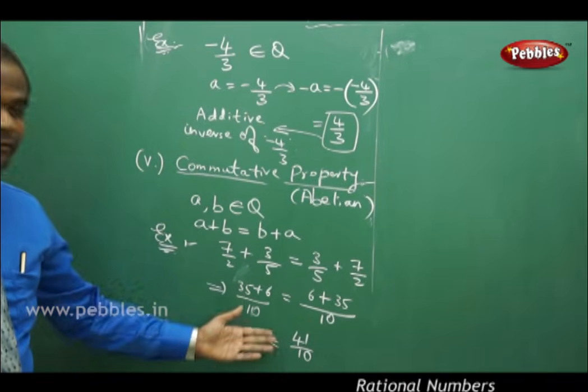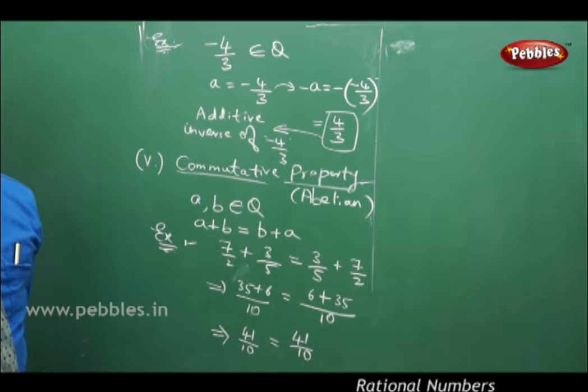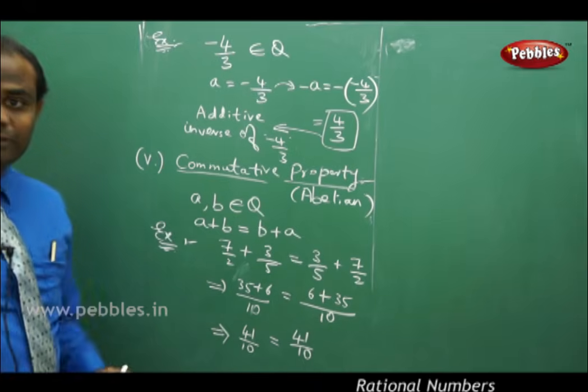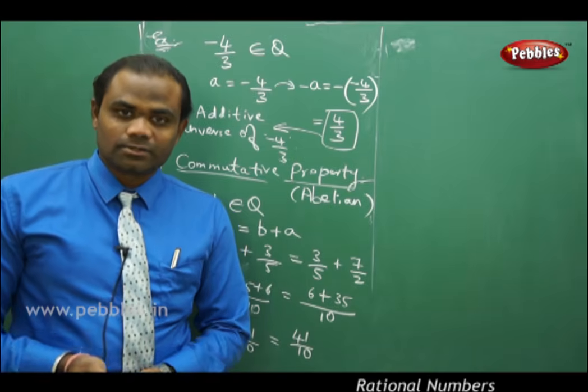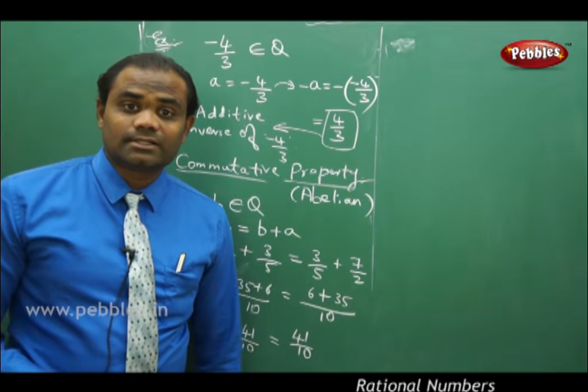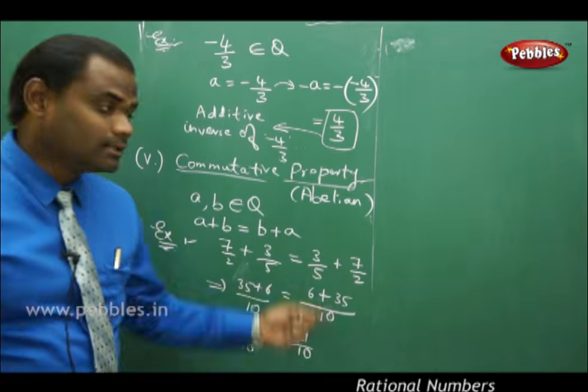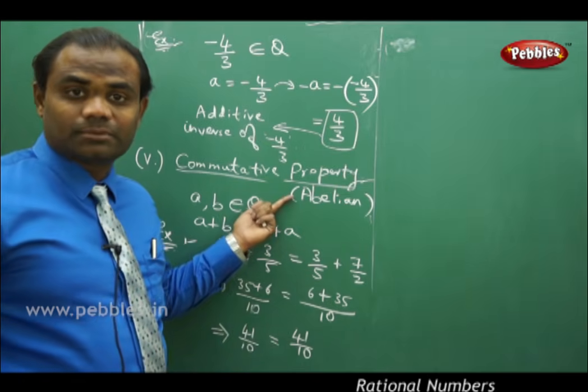So this is how I verify the commutative property. Now, we have identified totally 5 properties here. The first one is the closure property, then associative, then existence of identity, existence of inverse, and then we have identified the last property, which is the commutative property.